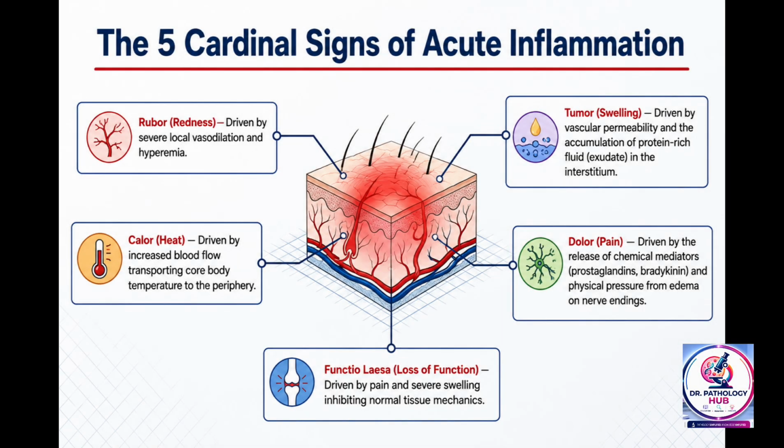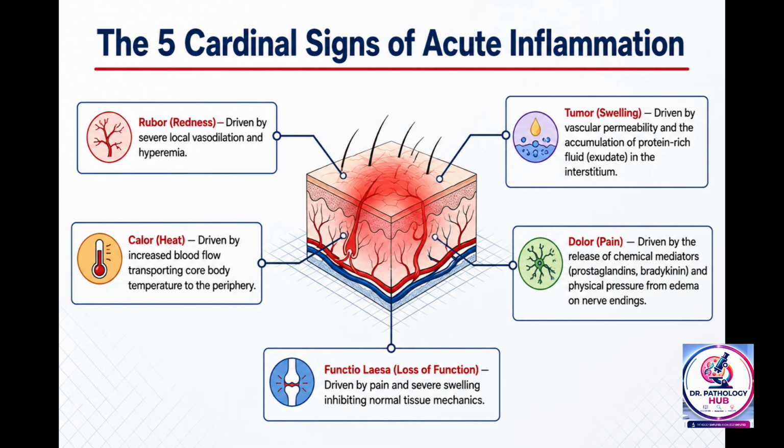Rubor and calor are driven by local vasodilation and hyperemia. Tumor represents the swelling from protein-rich exudate leaking into the interstitium. Dolor is mediated by the release of chemical messengers like bradykinin and prostaglandin, along with edema, which irritates the nerve endings.